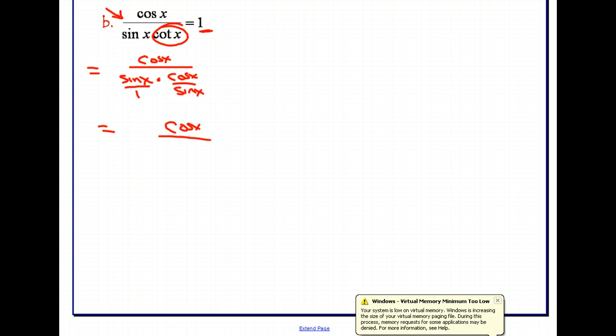And I know when I multiply fractions, I can cross-cancel. And I can cross-cancel those sines. And all that's left on the bottom is just this one little cosine. So I get cosine over cosine, and cosine over cosine reduces to 1. And that's exactly what's on the right side. So I verified that identity. All right, not too bad.